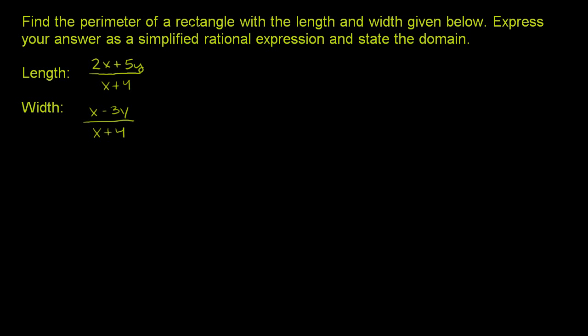Find the perimeter of a rectangle with the length and width given below. Express your answer as a simplified rational expression and state the domain. So just as a little bit of a review, the perimeter is just the distance around the rectangle.